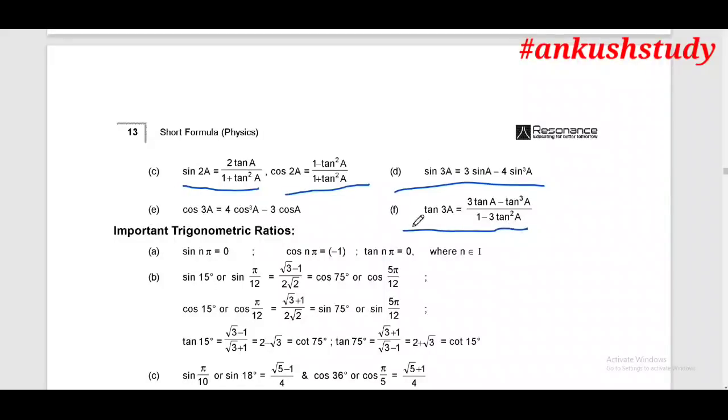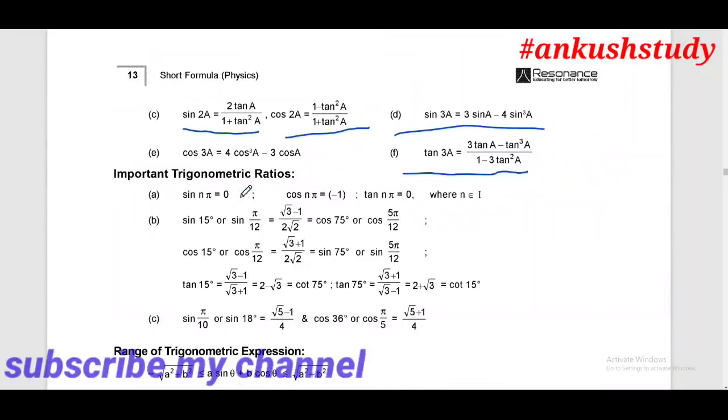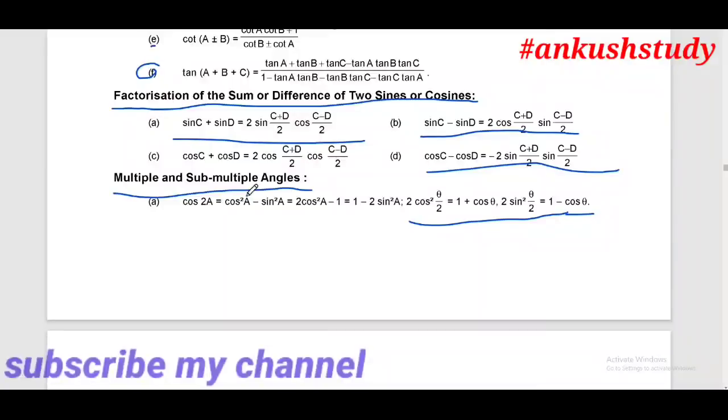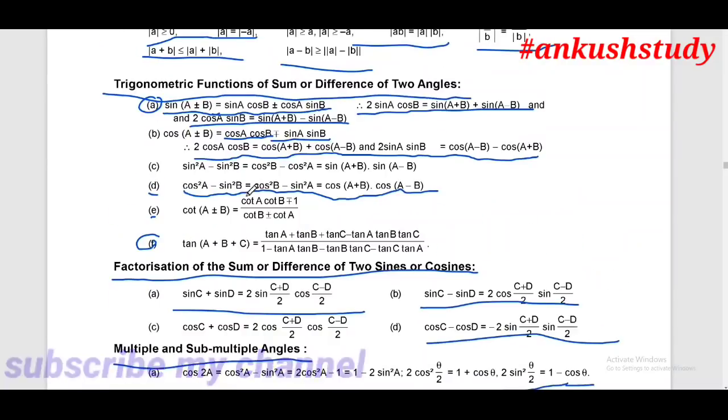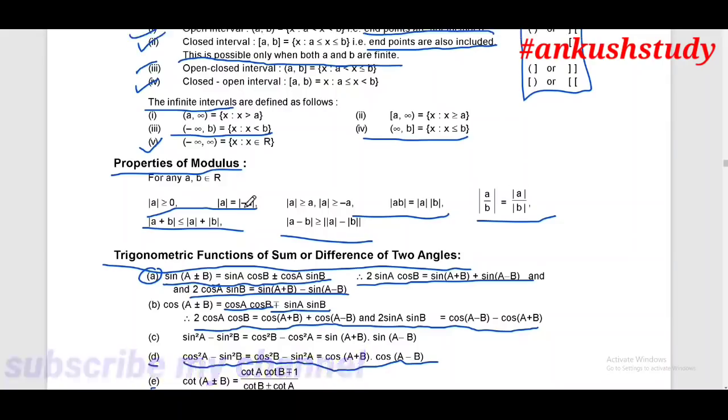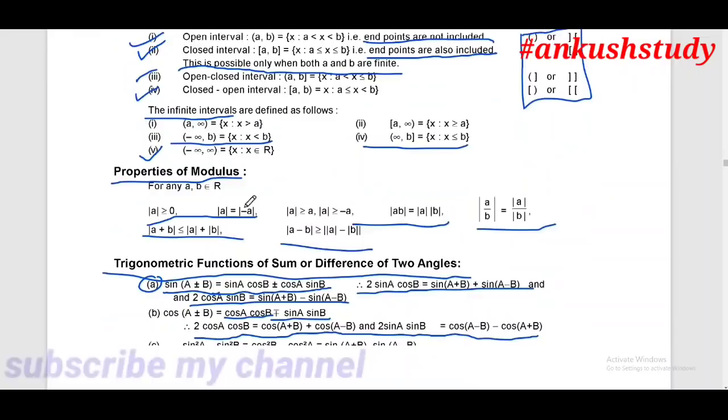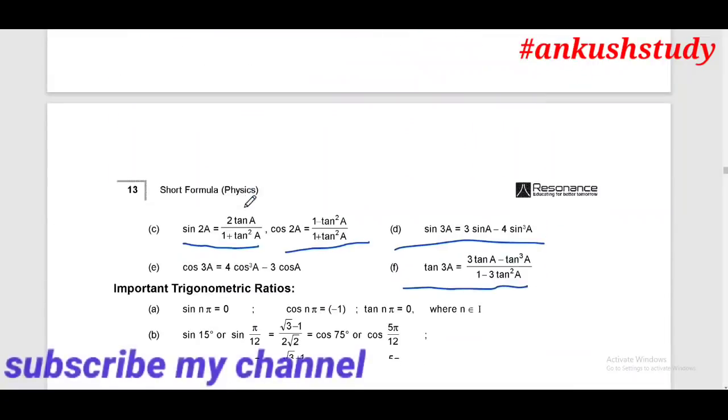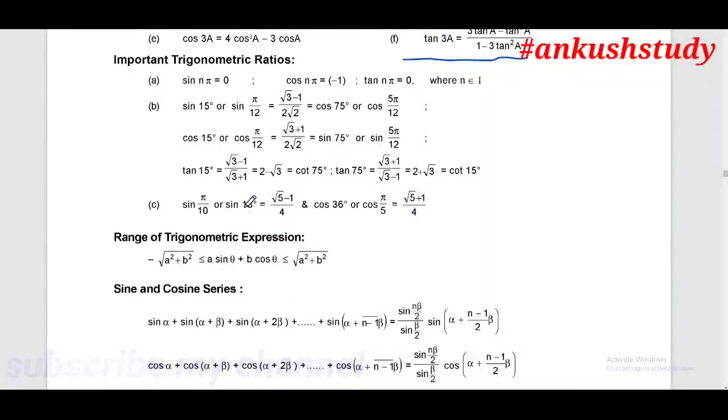And the other is tan 3A equals (3 tan A minus tan cube A) upon (1 minus 3 tan square A). Okay, so these were the formulas of the multiple and sub-multiple angles. You can see it once again because they are important and they are big ones also, so you can take screenshots of all these formulas and remember them every time. Okay, so it will be helpful to you in all the examinations.